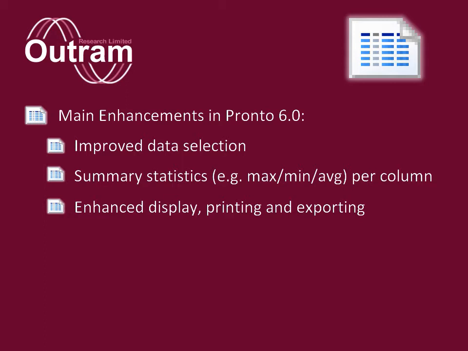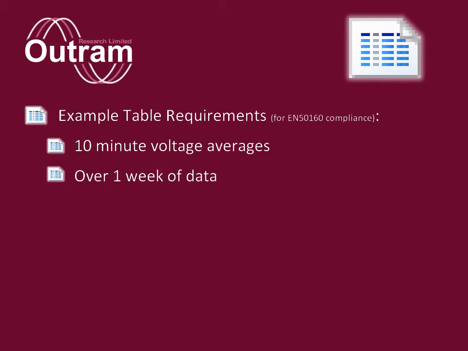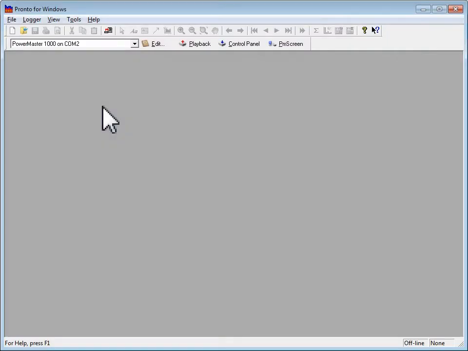To demonstrate how to create and set up a basic table, we'll use the following example. We'll generate a table of 10-minute averages from a week-long adaptive store recording. In particular, we'll look at the RMS volts on each of the phases on a 3-phase 4-wire Y configuration, as if we were checking for basic compliance against the EN 5160 standards. This example will focus on generating the basic table. We'll look at adding summary statistics in the next tutorial.